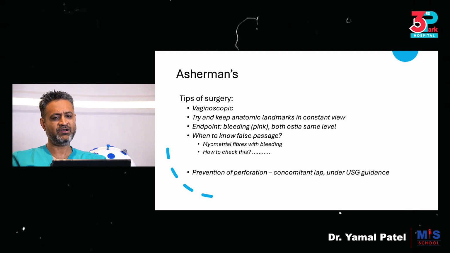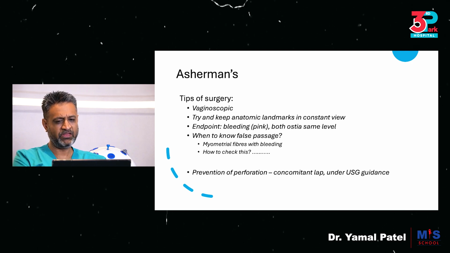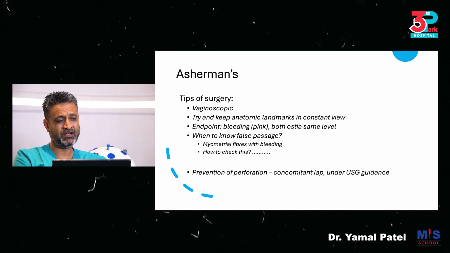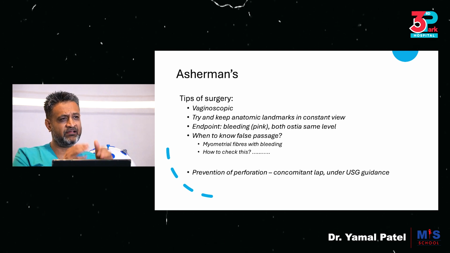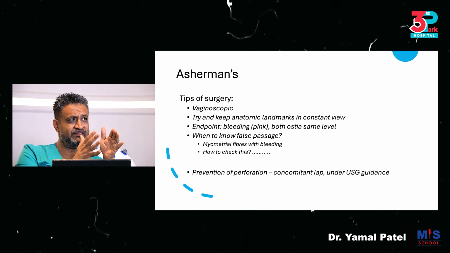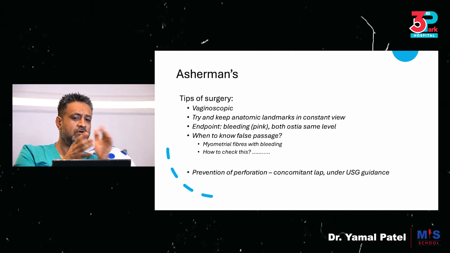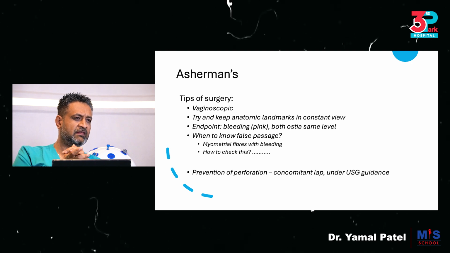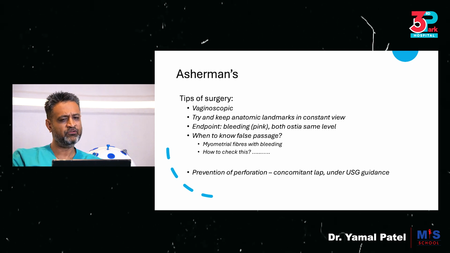When do you know you have a false passage? Well, when you have myometrial fibers with bleeding, then you have to be very clear that I think I am in a wrong place. This does not look like the cavity. It does not look like synechia. It now looks like myometrial fibers. And how do you check it?